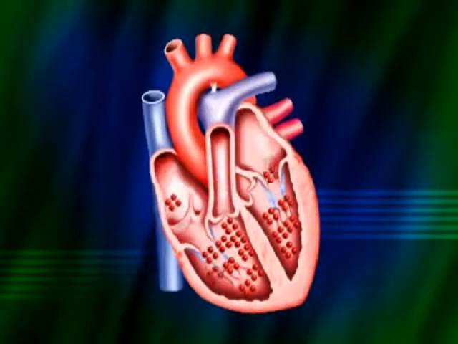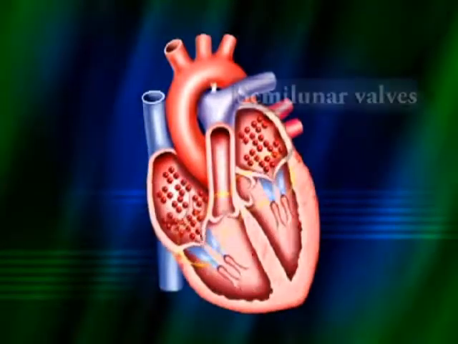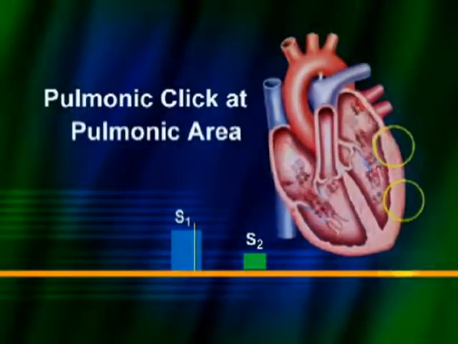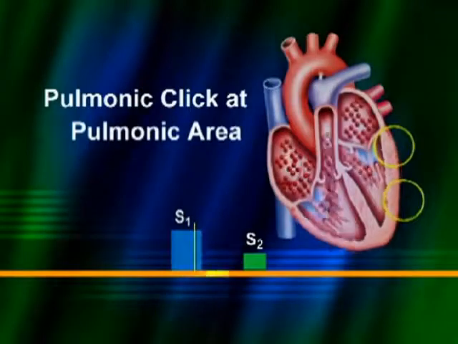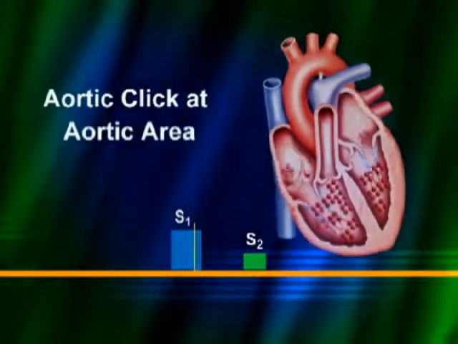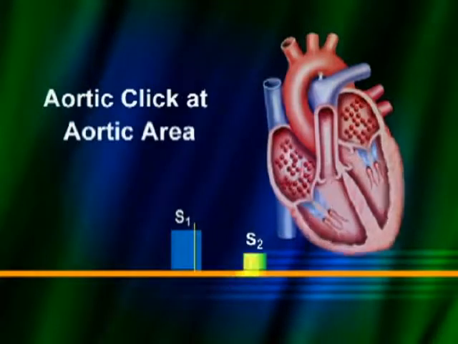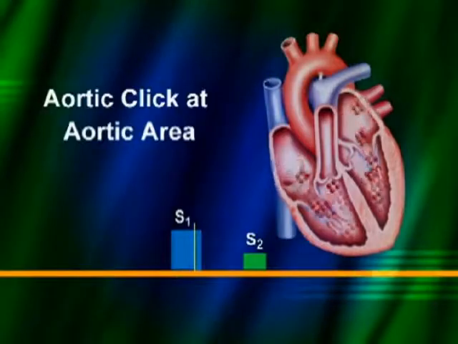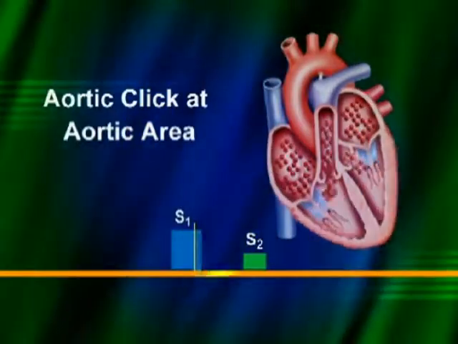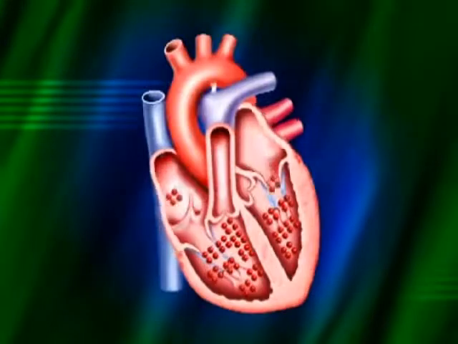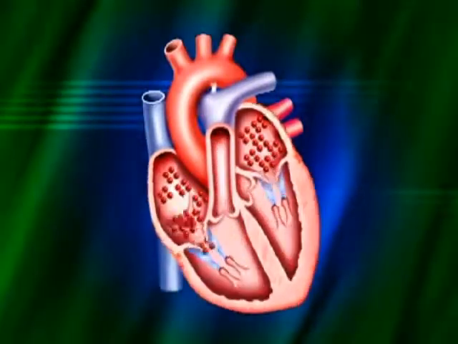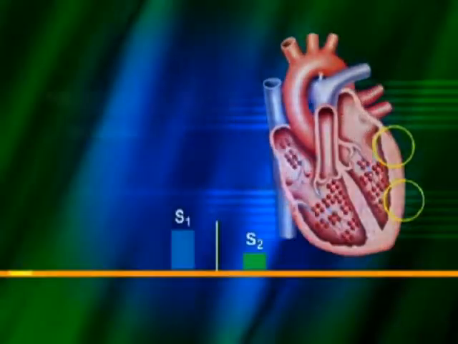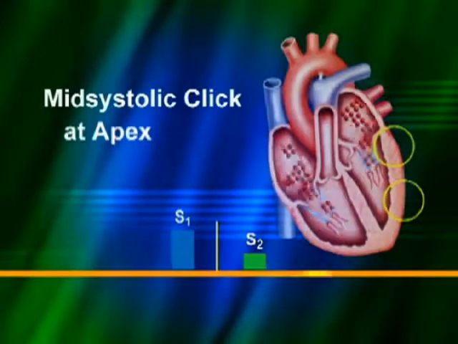Ejection clicks are high-pitched and result from faulty opening of the semilunar valves. A pulmonic click is heard best in the pulmonic area during expiration. An aortic click is less sharp, is heard best in the aortic area, and is equally loud during inspiration and expiration. Mid to late systolic clicks typically are caused by mitral valve prolapse. They're heard best at the apex and are accentuated by inspiration.